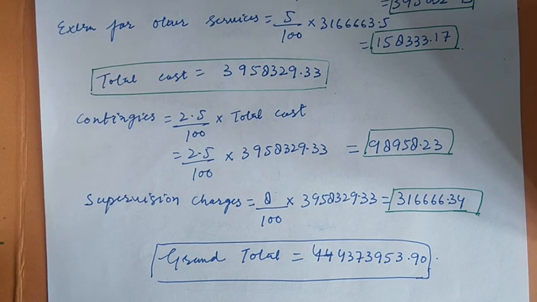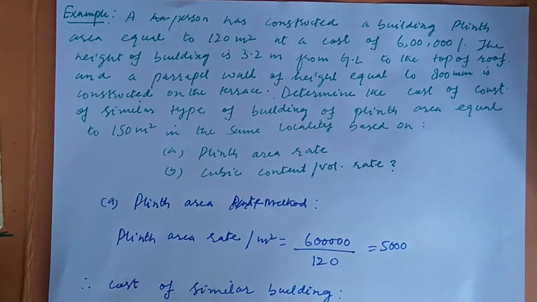So let us move to the second question, which will be based on the cubic content and the preliminary estimate, plinth area estimate, that will be based on these both. Okay, this is our next problem, in which a person has constructed a building, the plinth area equal to 120 meter square at the cost of 6 lakh, and the height of building is 3.2 meter from the ground level to the top of the roof, and the parapet wall of the height equal to 800 mm is also constructed on the terrace of such building.